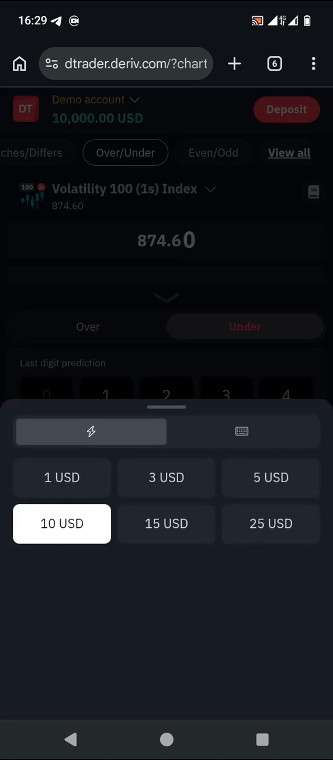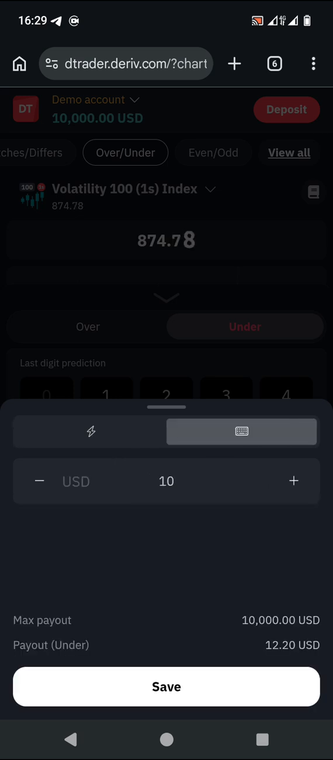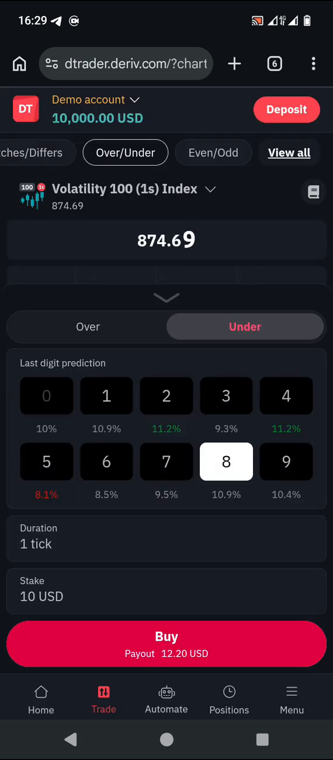Then the stake, you can stake the amount that you want, but I normally recommend, if you are trading on a demo account, make sure that on a real account you risk 1 to 2% of your account, because that is best in terms of risk management.